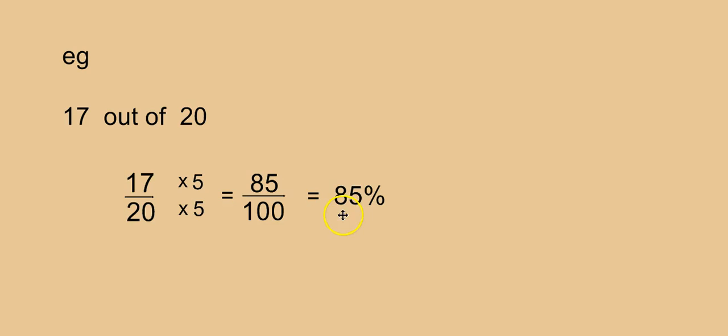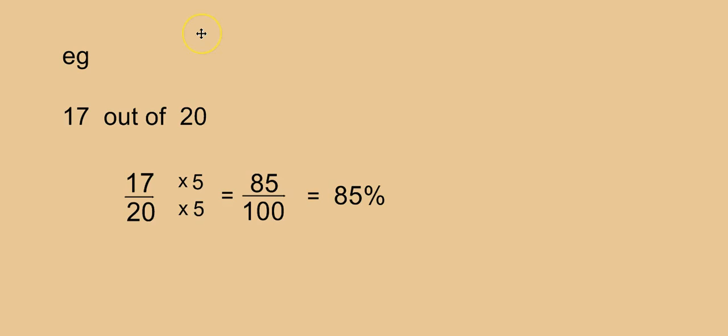And this is a really fantastic way when you have the situation where the denominator is a factor of 100. So think of your denominators that are factors of 100. 2 goes into 100, 4 goes into 100, 5 goes into 100, 10, not 15, 20 goes into 100, 25 goes into 100, and 50. So if any of those numbers come up as a denominator, or the number after out of, then you can use this strategy to change it into a percent.